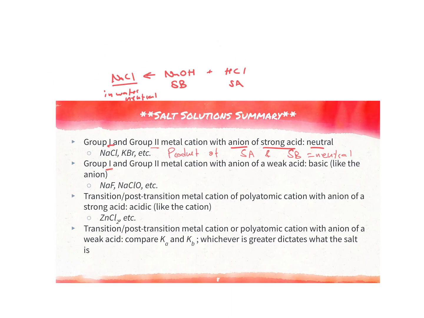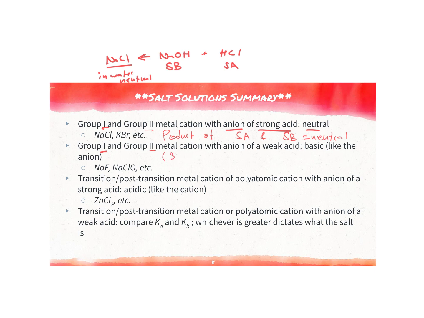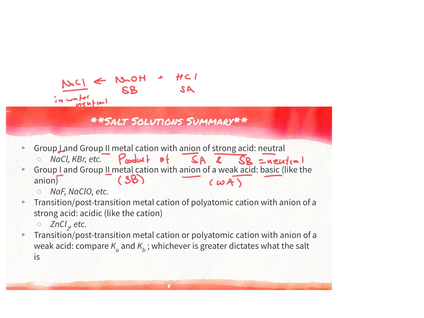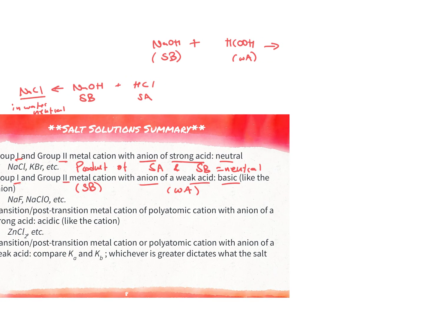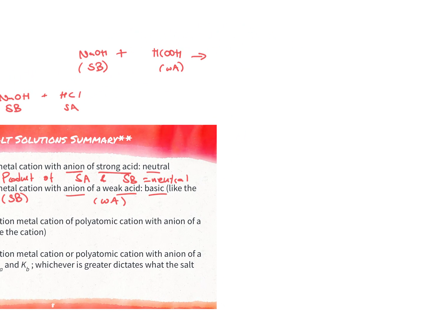Group 1 and Group 2 metal cations, in other words, the product of a strong base, with the anion of a weak acid will be basic. And so this, for example, is, let's say I take NaOH and I add it to, let's say, formic acid. This is a strong base. This is a weak acid. Its product is going to be essentially HCOO minus plus water.